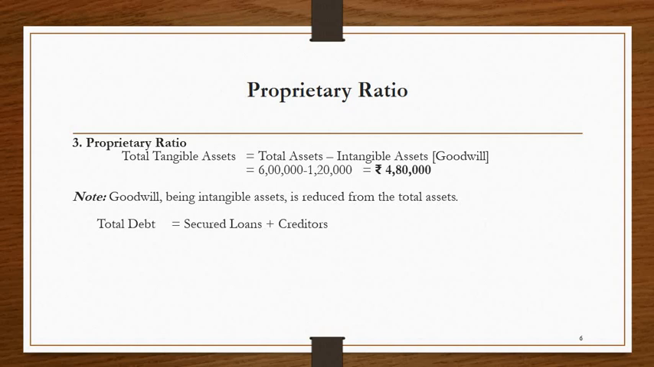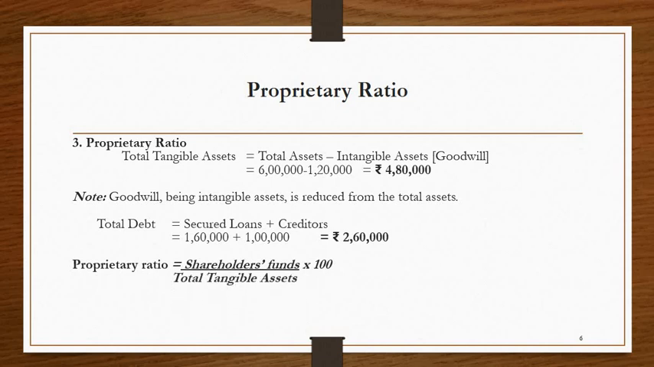Next, total debt is equal to secured loans plus creditors. Secured loans is 1 lakh 60,000, creditors 1 lakh, which is equal to 2 lakh 60,000, the total debt. So apply the values here. Proprietary ratio is equal to shareholders fund divided by total tangible assets into 100. Shareholders fund, in the previous one we calculated, is rupees 3 lakh divided by total tangible assets 4 lakh 80,000 into 100. So the proprietary ratio will be 62.5%.